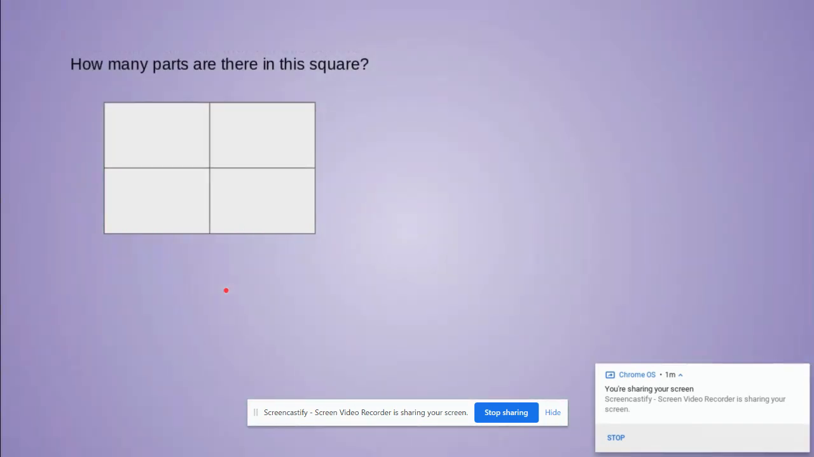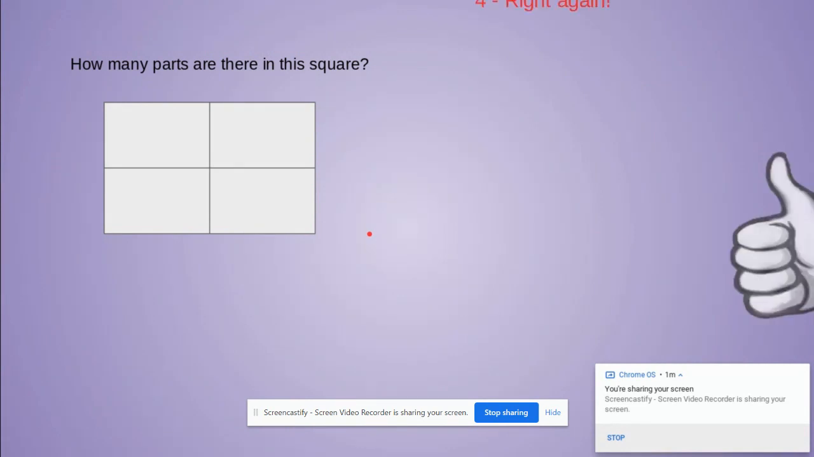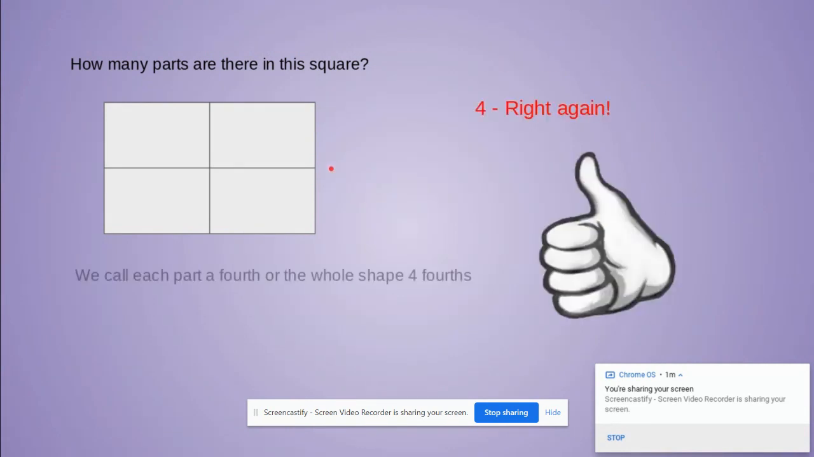How many parts are there in the square? 4. Correct, 4. Just counting the parts. And we happen to call each part a fourth, or the whole shape 4/4.